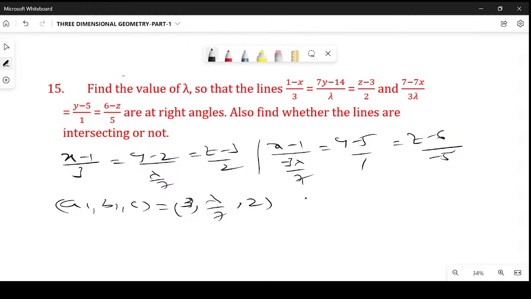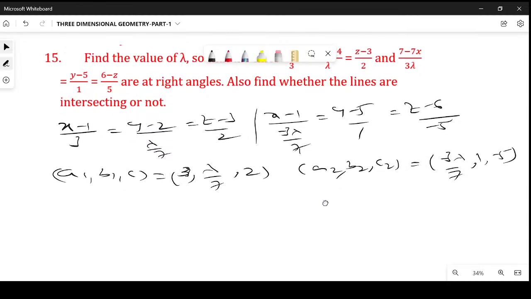comma 2. In this case a2 b2 c2. a2 b2 c2 means you will get 3 minus 3 lambda by 7 and 1 comma minus 5. Minus 3 lambda by 7 comma 1 comma minus 5. But we know that the lines are right angles. So the lines are right angles, or right angle means we have the property. Since the lines are right angles, I can write a1 a2 plus b1 b2 plus c1 c2 equal to 0. If we use this formula, we can find the value of lambda.